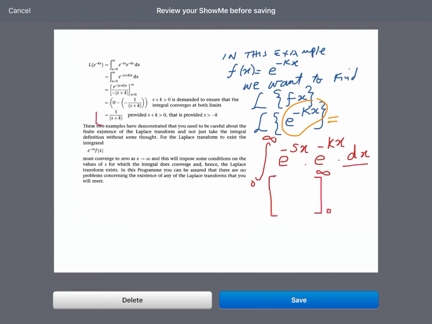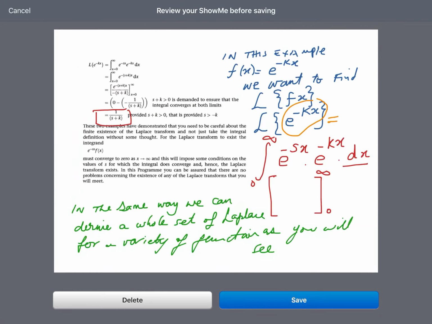Now, following the same procedure, we can get a whole set of Laplace transforms for a variety of functions, and these are usually available in tables, so you don't have to actually derive each one as you go on. You just use the tables available for different functions to give you the different Laplace transforms.